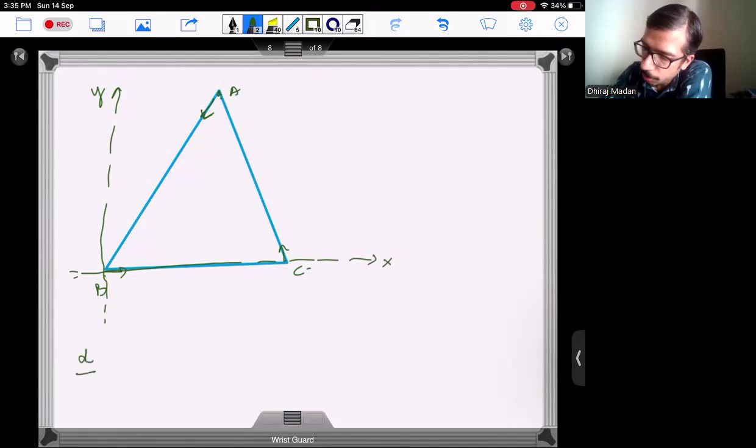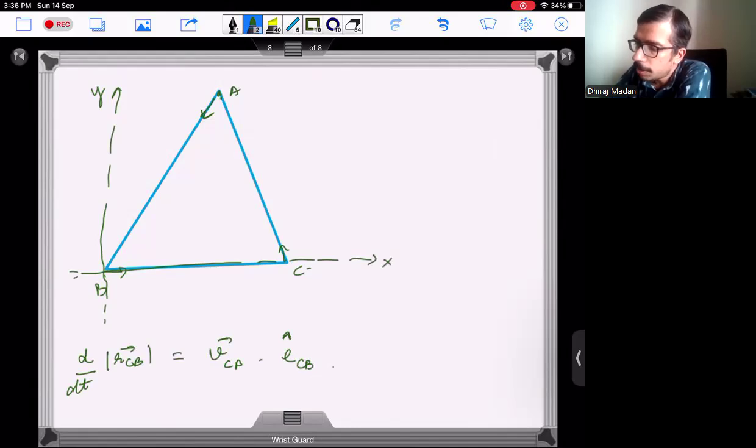So d by dt of RCB. Okay. So this, we have shown, equals VCB dot ECB hat. Now, how much is VCB?